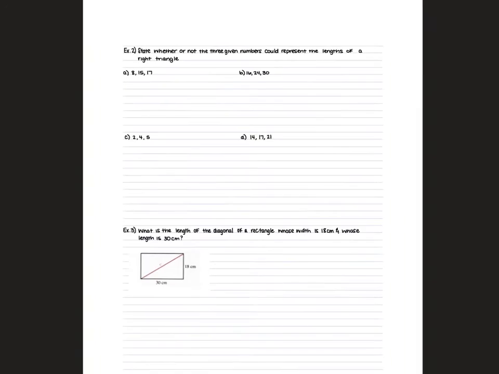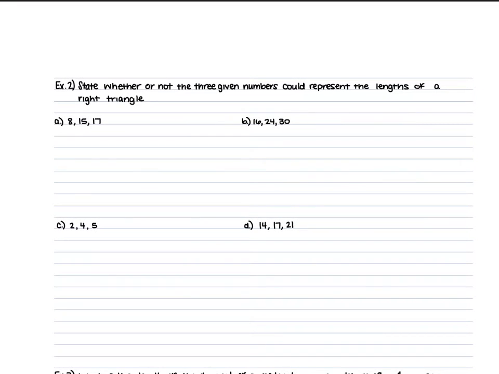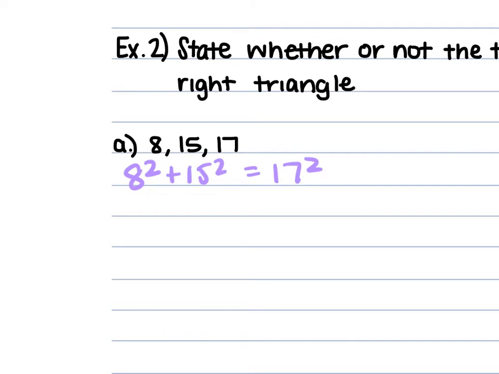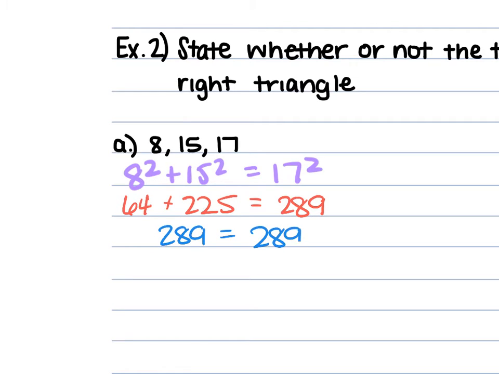For our next example, we are stating whether or not the three given numbers could represent the lengths of a right triangle. If we look at example 2a, we are going to take those two smaller sides and square both of them. So it's going to be 8 squared plus 15 squared should equal 17 squared. So the 8 squared is 64, the 15 squared is 225, and the 17 squared is 289. The 64 plus the 225 is 289. 289 is equal to 289. So this is true. This is a right triangle.